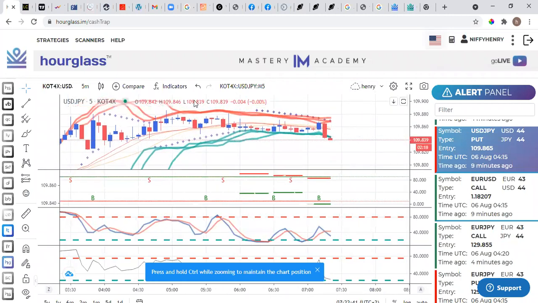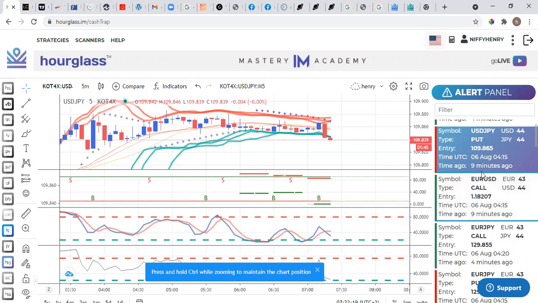Let me see if I can minimize. Okay, so here you can come under this alert panel. You can pick the currency pair that you want. So you can just look for ideas, okay? This thing gives you new ideas. This Cash Trap gives you new ideas every 9, 10, 11 minutes. It depends sometimes, but on average, every 10 minutes, it gives you a new trade idea.